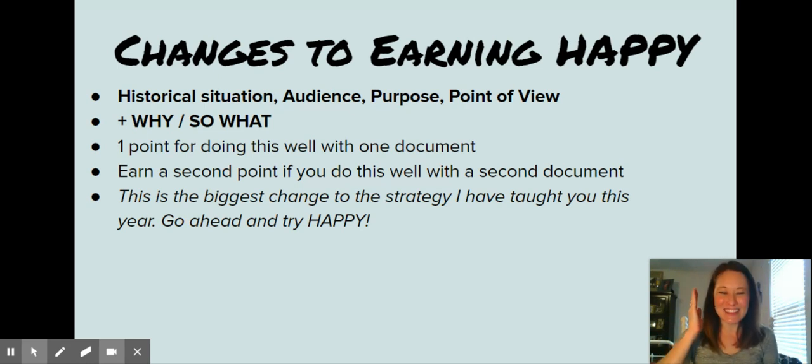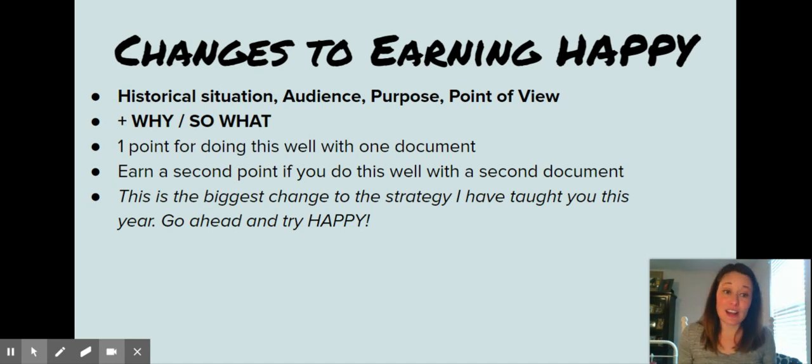So here's the scoring change. If you do HAPPY correctly with one document, you get a point. If you do it correctly with a second document, you get a second point. This is amazing. This is such a great change to the rubric. So first, only attempt HAPPY twice in your essay. I wouldn't bother with a third one. You just don't have enough time. But do it right twice, okay?